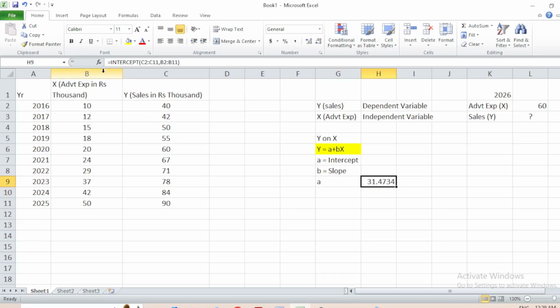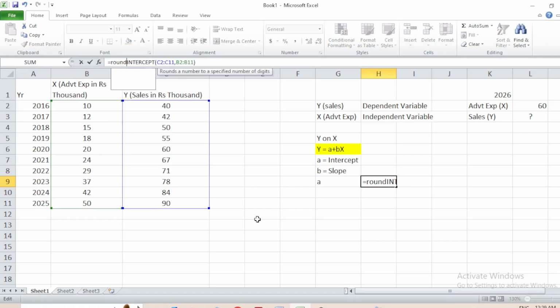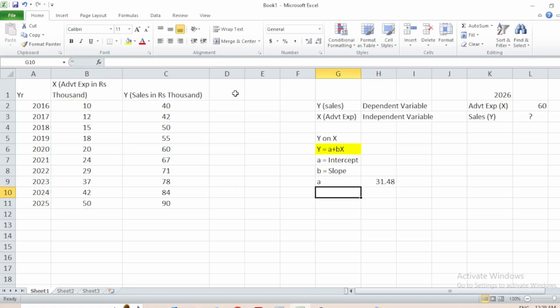31.4734. So just to make things easier, we will round it by using the round function before the formula, bracket open, and how many digits we want the rounding up. So let us say it is 2 digits, bracket close, enter. So my intercept comes to 31.48. What would this 31.48 mean? That is, even if my advertisement expenditure is 0, my sales revenue will be 31.48.